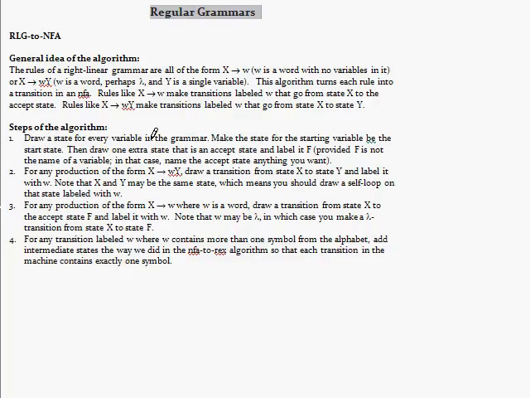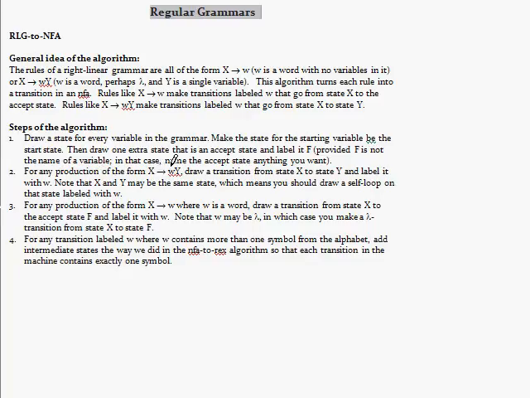First thing you do is draw a state for every variable in the grammar. You make the state for the starting variable, which is usually called S, your start state. And then you draw one extra state and make it be an accept state. And you call it something like F for final, or if you don't have an A, you can call it A for accept, but call it whatever you want, just as long as there's not a variable by that name already. Then you go through, and for every rule in your grammar, the rules, by the way, are also called productions. I didn't tell you that the other day, but a rule and a production are the same thing.